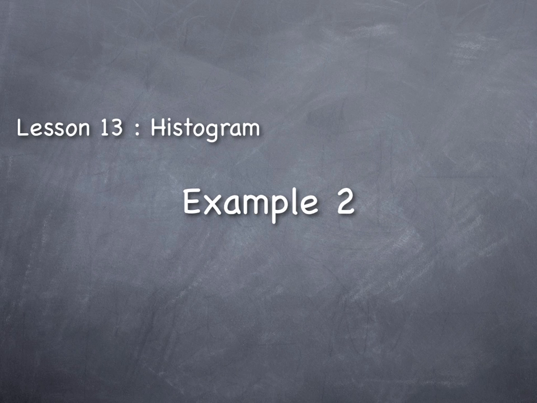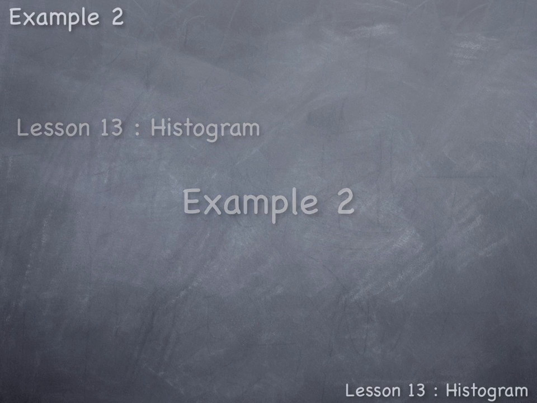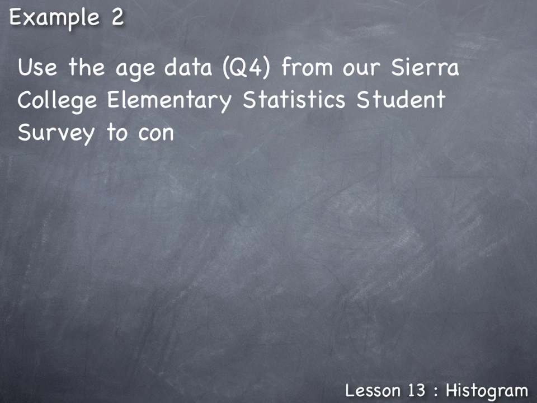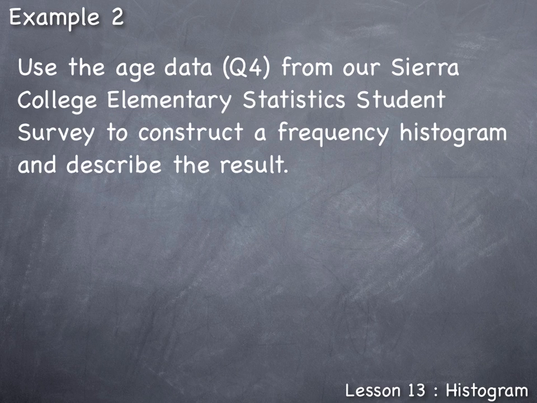Lesson 13, Histogram, Example 2. Use the age data, question 4, from our Sierra College Elementary Statistics Student Survey to construct a frequency histogram and describe the result. In order to construct a frequency histogram, we'll construct a histogram where the vertical axis displays the frequency, or count. After we've done this, we will then use words to describe the result.